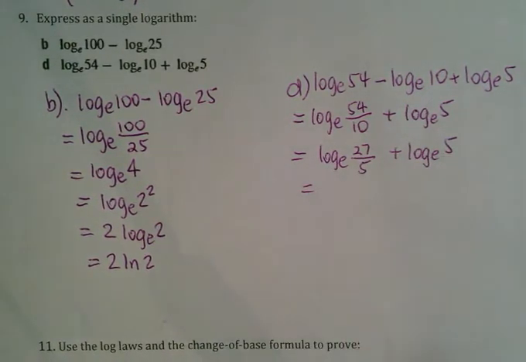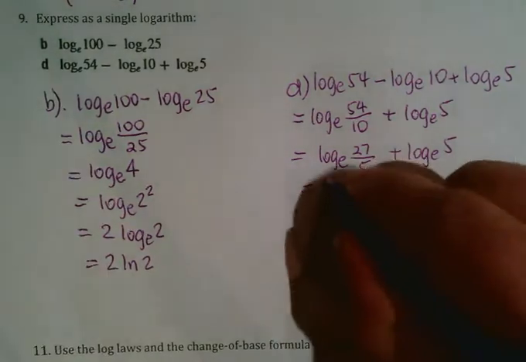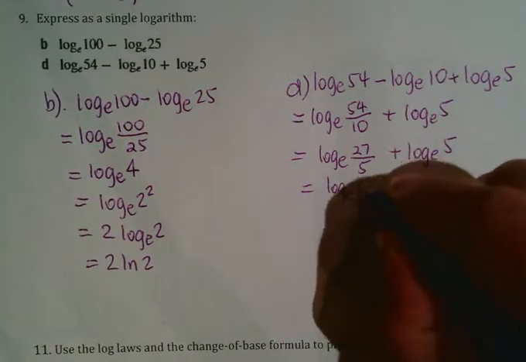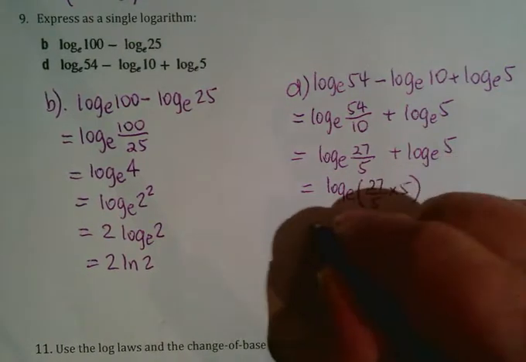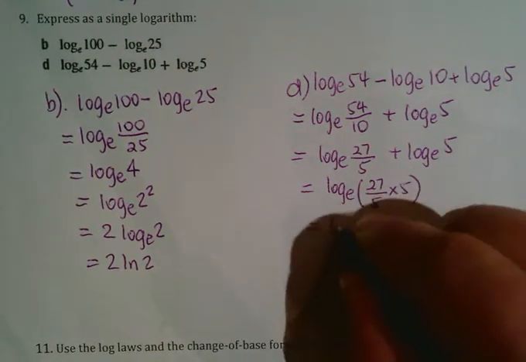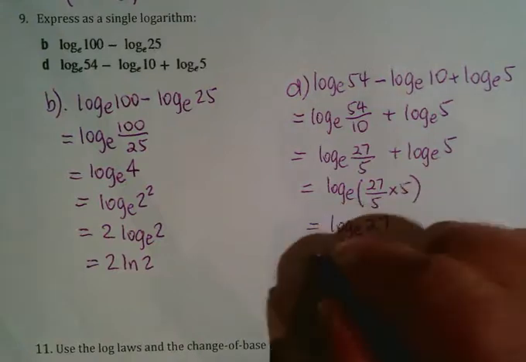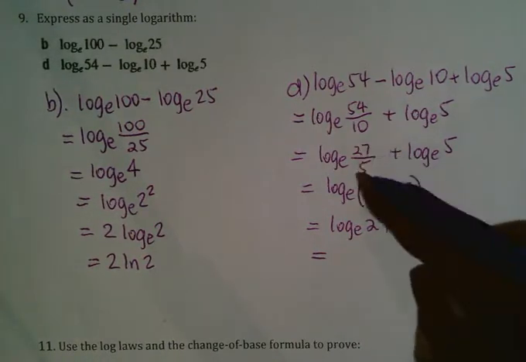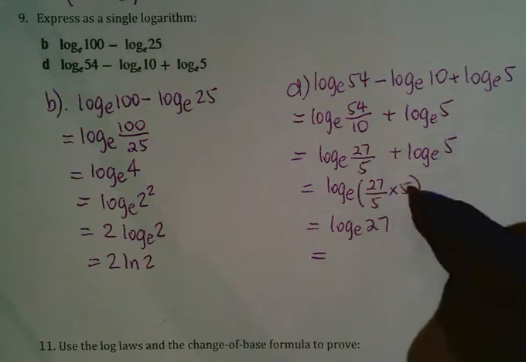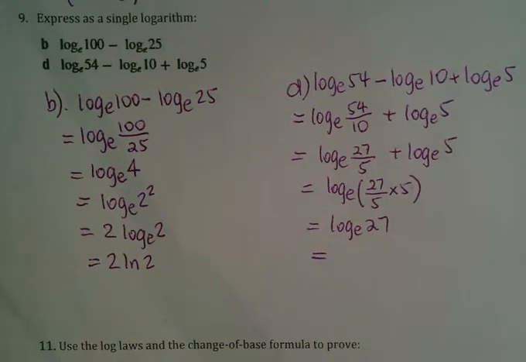Now when you're adding two logs with the same base, the rule is that you can use multiplication here. So it's 27 over 5 times 5. Now we can see that the 5's cancel and we get log to the base e of 27. Okay. Now, you could have also said, if you do this, you'll get 5.4 here, and you could have done 5.4 times 5, and 5.4 times 5 on your calc is also 27.